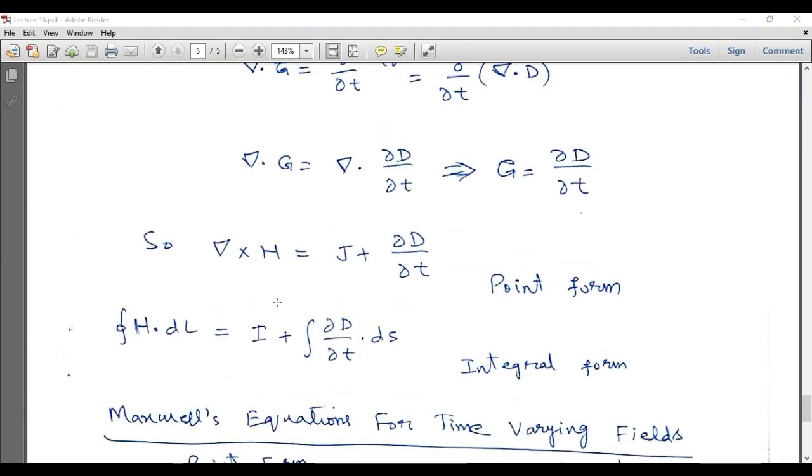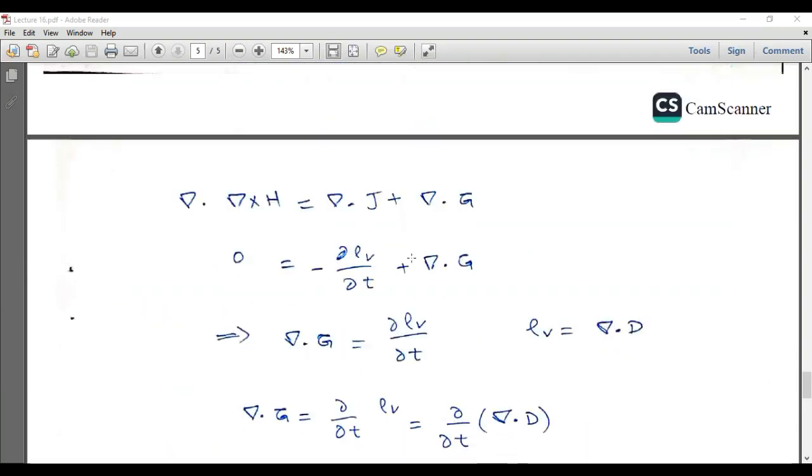And the closed line integral of H dot dl is equal to I plus the integral of partial D over partial t dot dS. This is the integral form of Maxwell's third equation, or integral form of Ampere's law for time varying fields, and this is the point form of Ampere's law for the time varying field.